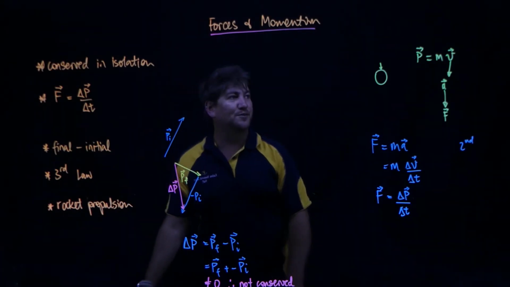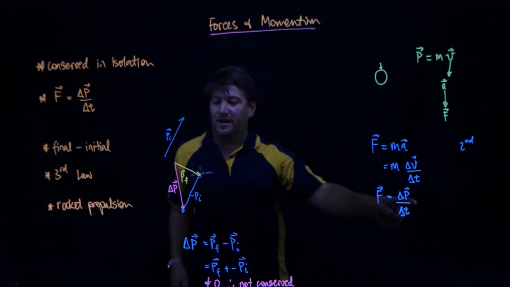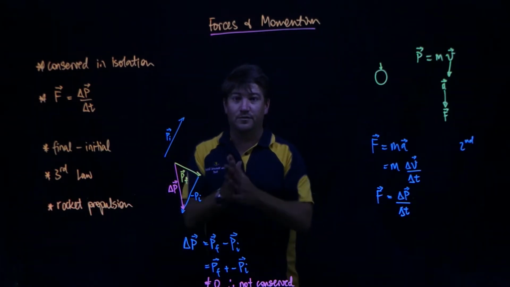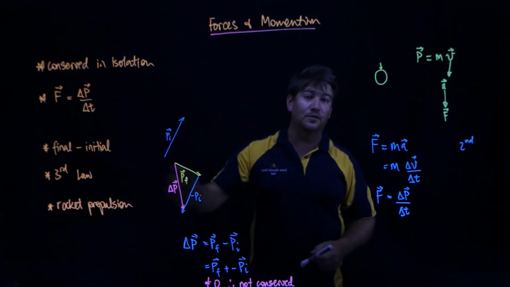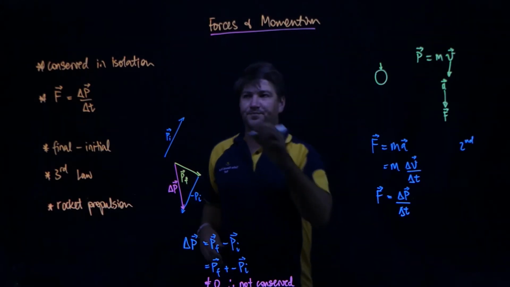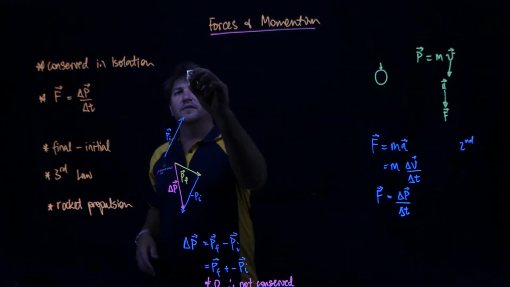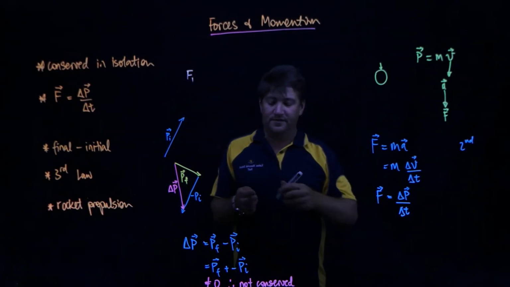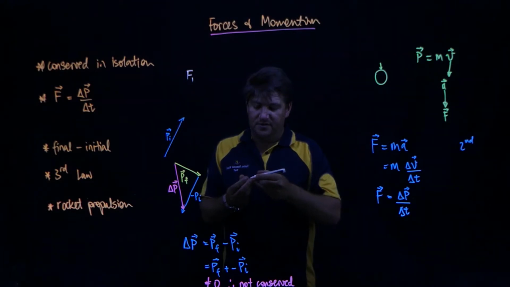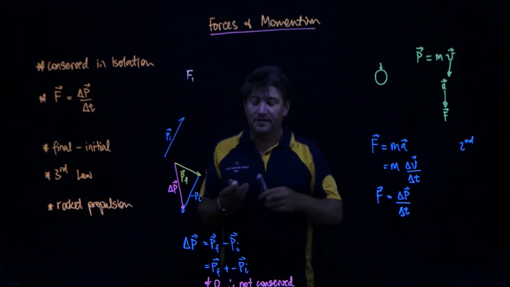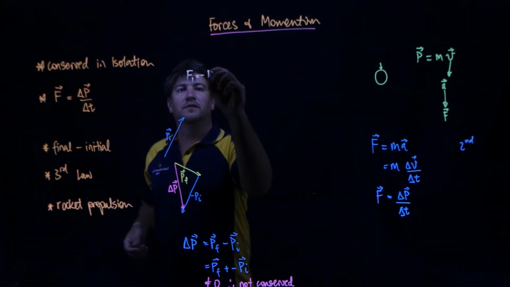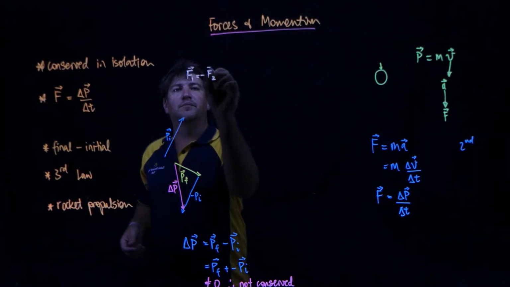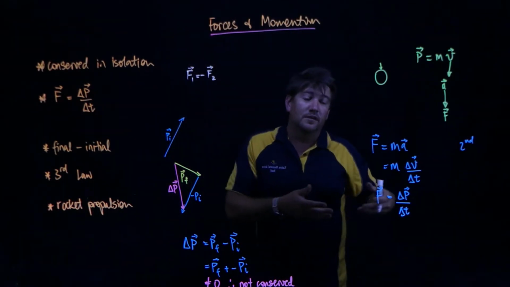Alright, now if we want to use this over here in another system, where we've got two objects colliding with each other, what we can start doing is putting things together using Newton's third law. Newton's third law says that if we have an object that is applying a force on another object, there's an equal and opposite force back on the initial object. So the force from the first one is equal and opposite to the force from the second one.